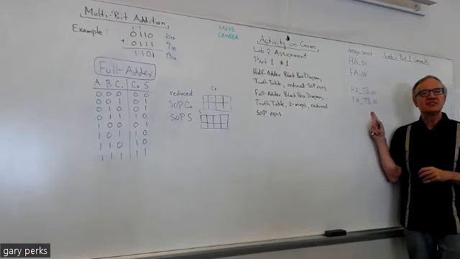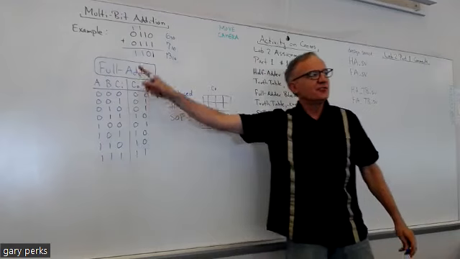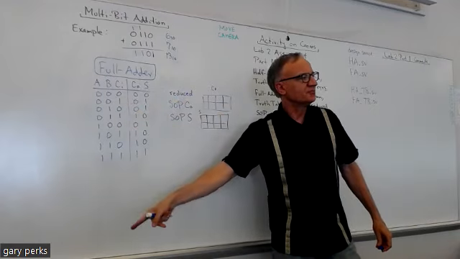How many for the full adder? 8, right? Because you want to make sure it's doing this truth table.